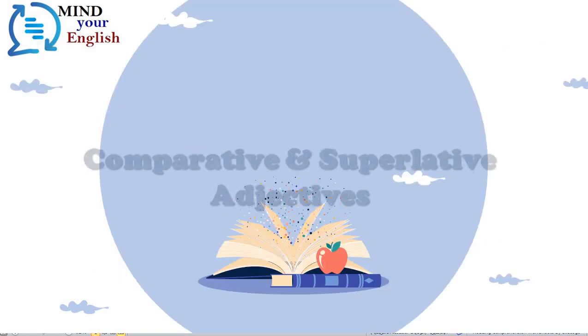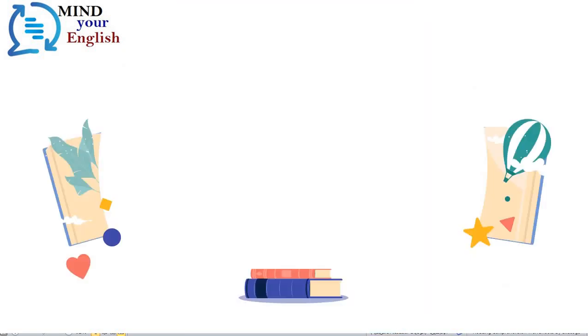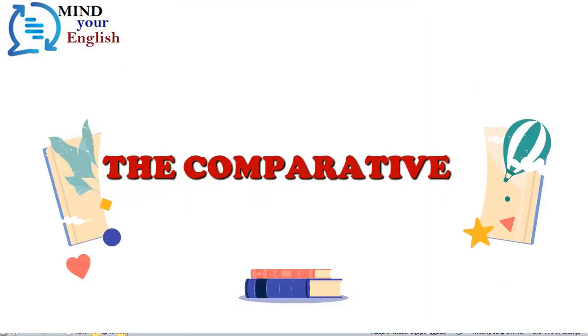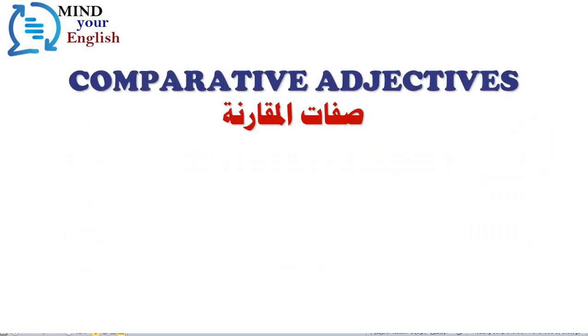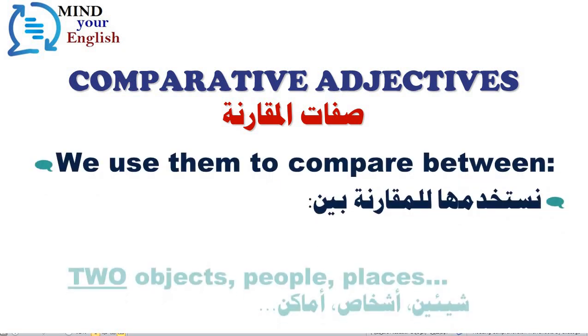Comparative and superlative adjectives. First, let us learn about the rules of comparison in the English language. Comparative adjectives. We use them to compare between two objects, people, places.